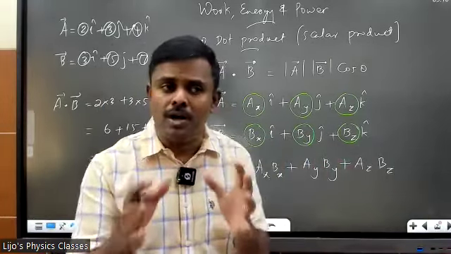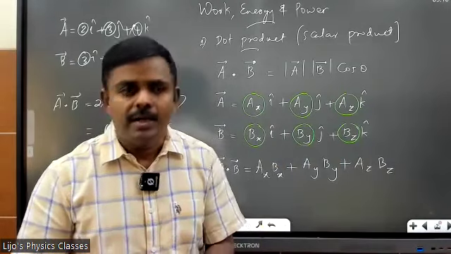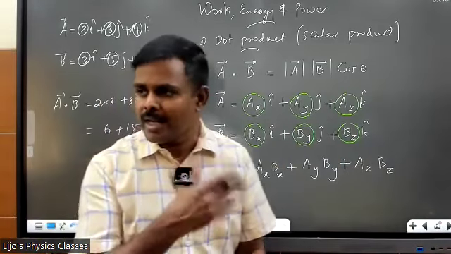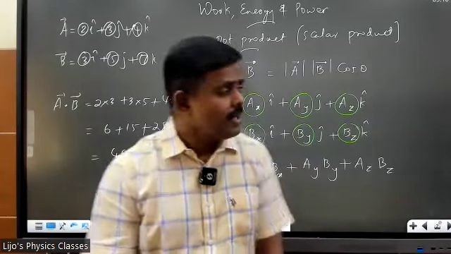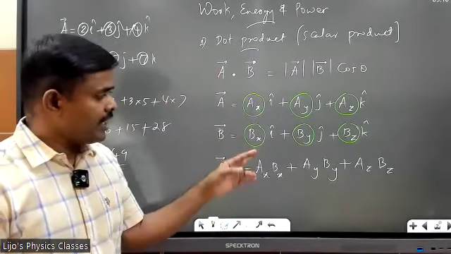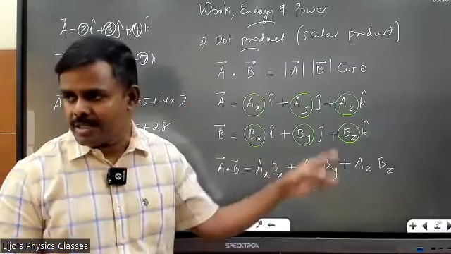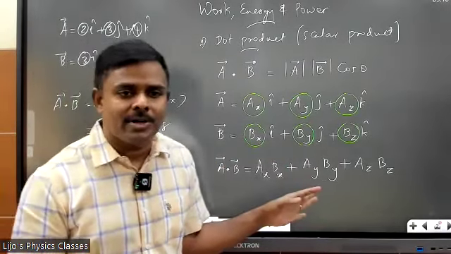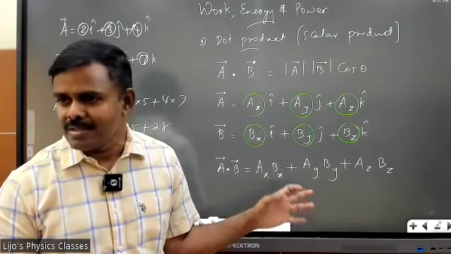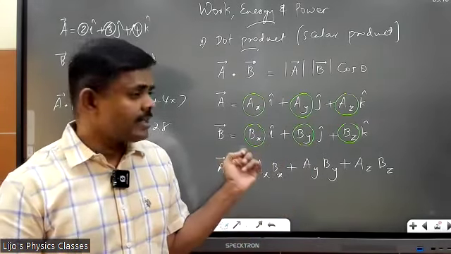You will need this throughout class 11 and class 12. Almost all chapters have numerical applications of this. A dot B is equal to mod A mod B cos theta. Got it? And I told you about this. This is how you take it: AX BX plus AY BY plus AZ BZ. You multiply the I components, multiply the J components, multiply the K components, then add them up. You're going to get the dot product.